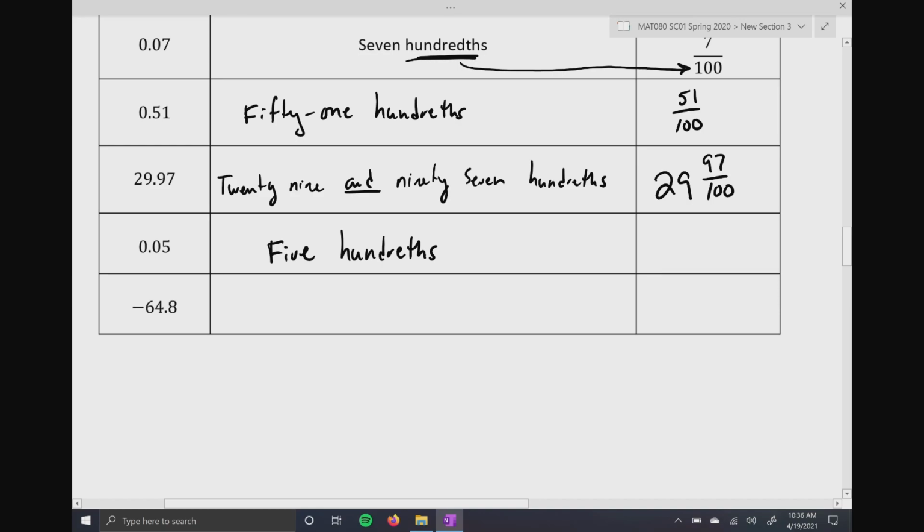Oh, misspelled. So this one's going to be 5 hundredths. Now this we need to be careful with, because I can totally simplify that fraction down to 1 over 20. So even though 0.05 is read 5 hundredths, as a fraction, it's 1 divided by 20, or 1 over 20. Okay?